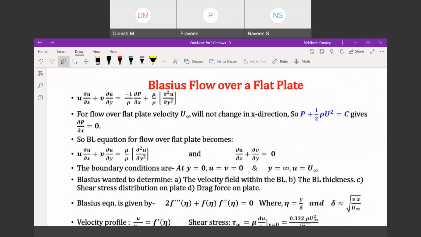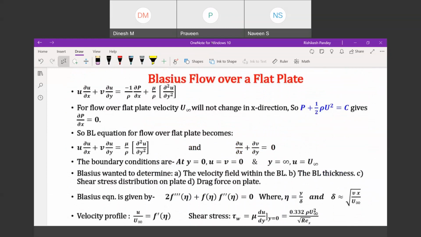The next thing we are going to study is the Blasius flow over a flat plate. See, what Blasius did: he wanted to solve this particular differential equation. So for that he made all these assumptions, then he reduced some of the variables, and then he found one equation which is known as the Blasius equation. Then he tried to solve that equation to get velocity, shear stress, friction force at the plate. These things he actually found.